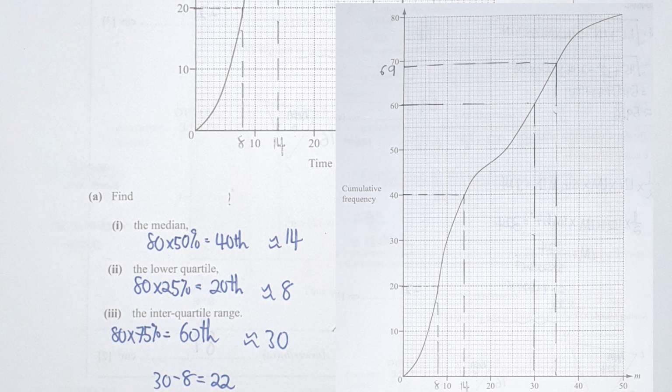And for you to identify the lower quartile, simply take 80 times 25%, you will get the 20th. So 20th, you trace it back, the value will be 8. Whereby for the interquartile range, just take 80 times 75%, you will get 60 as the result. So 60, you draw it down, is actually 30. So the interquartile range represents 75% minus the 25%. So 30 minus 8, you will get 22.